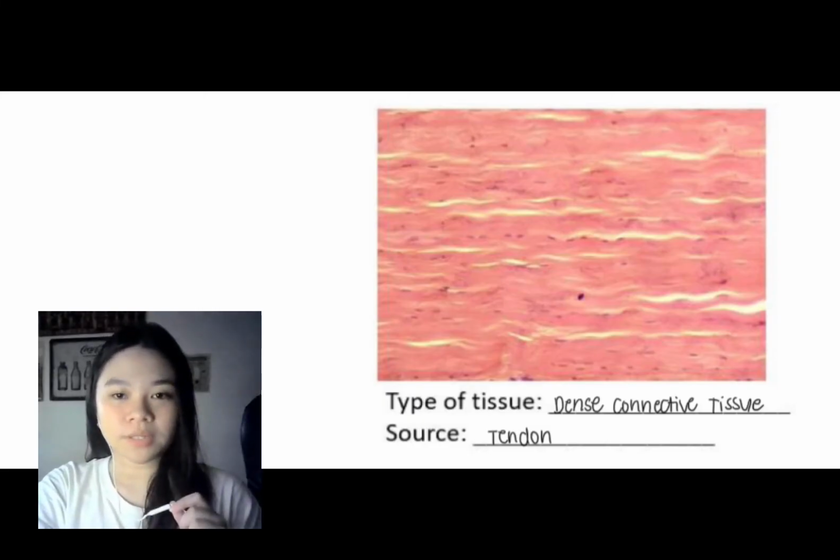Next, we have the smooth muscle. The smooth muscle consists of narrow spindle-shaped cells with a single centrally located nucleus. Also, this is a muscle that shows no cross stripes under microscopic magnification. This is an example of a muscle-type tissue.